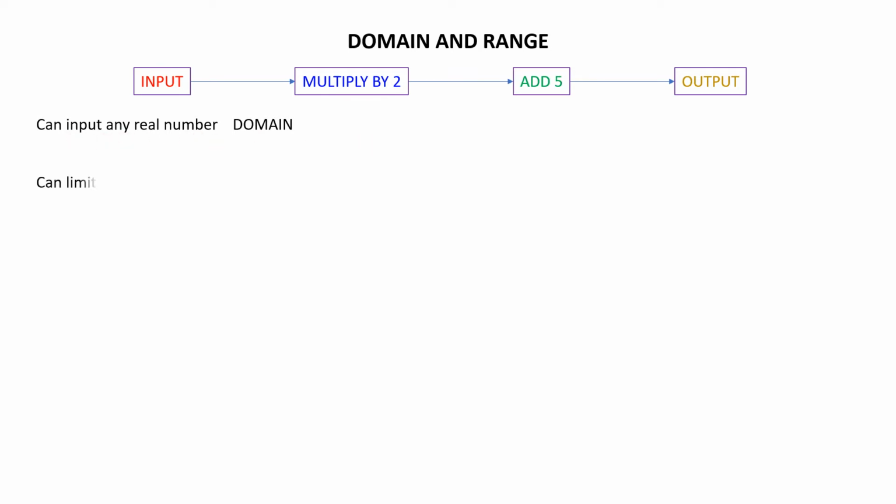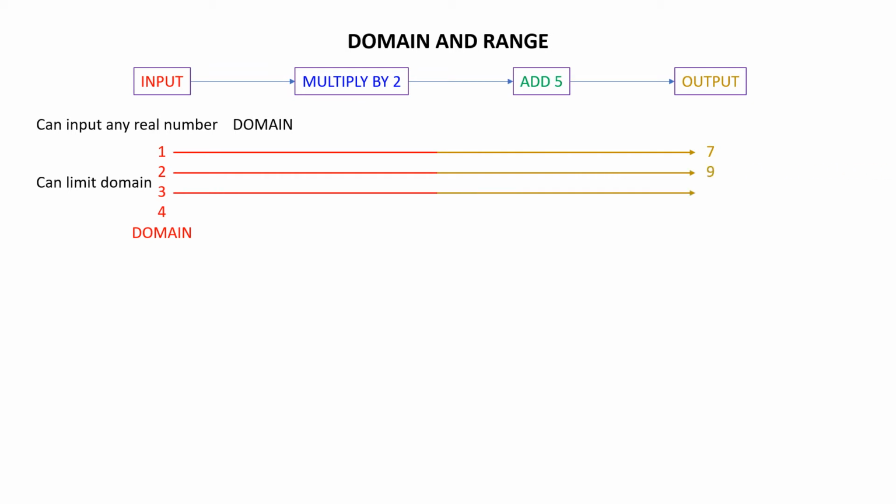However, there are times in which you might limit it. So for absolutely no reason whatsoever, other than to just illustrate it, let me say that our domain can only be 1, 2, 3, or 4. Now here, of course, it's by function, where I'm multiplying by 2 and adding 5. So 1 would turn to 7, 2 would turn to 9, 3 would turn to 11, and 4 would turn to 13.